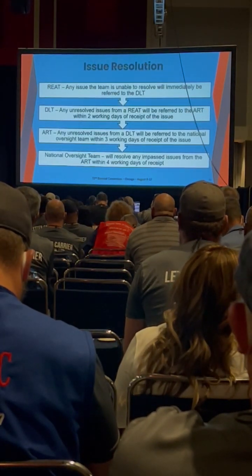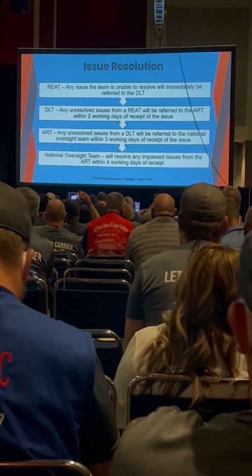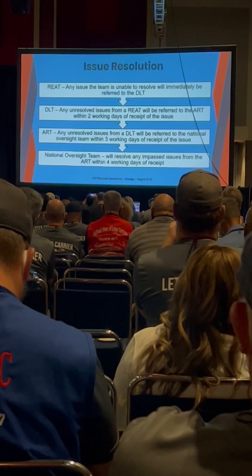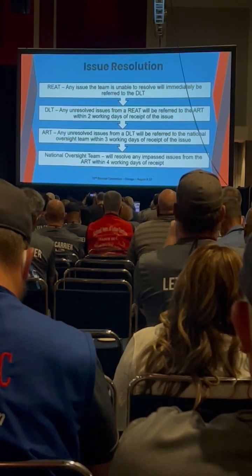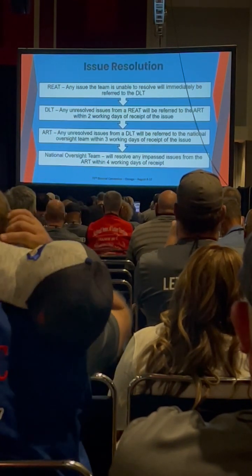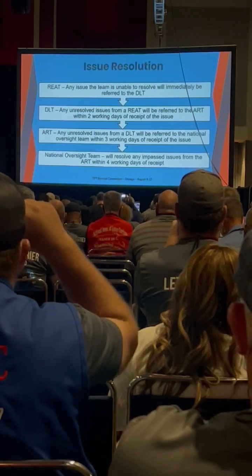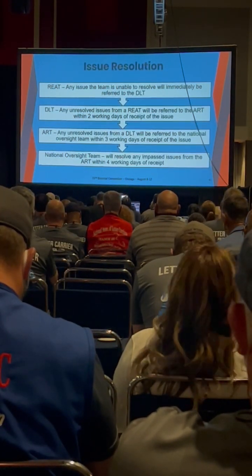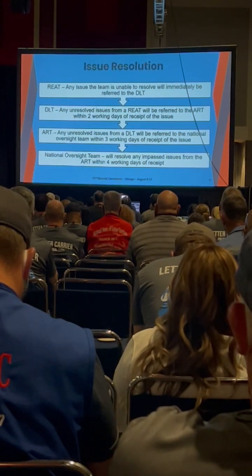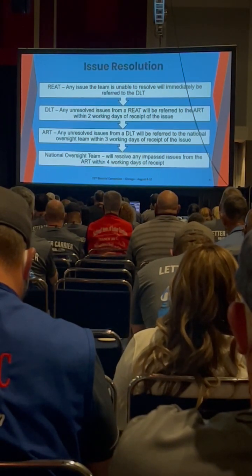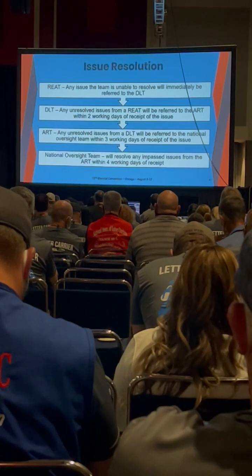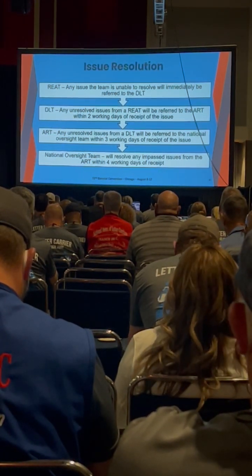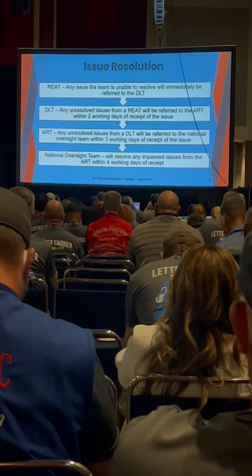So Tim talked a little bit about the issue resolution process, and this is kind of our hierarchy again. It's the same basic thing. If the REITs have an issue, they refer it to the DLTs immediately so that it can potentially be resolved at the DLT level. We want issues to be resolved at the lowest level, just like we do in the grievance process. But if they can't resolve at the DLT level, then they're going to have to send that up within 2 working days. We want to get this done quickly so that we can move forward in these zones and make sure that these routes get adjusted as quick as possible.